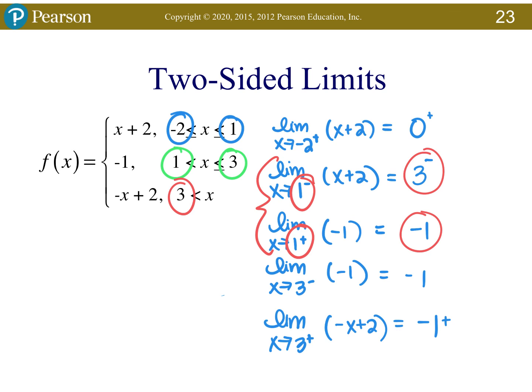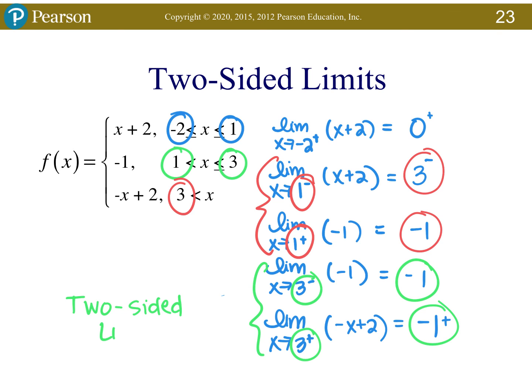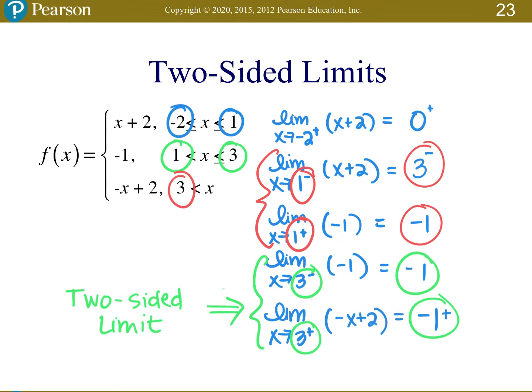The other one I can check is this one because it's one side of 3 and the other side of 3. And I compare their integer values, and are their integer values the same? Yes. And so this is the only one that qualifies as a two-sided limit. Okay, the other one doesn't. It does not qualify because 3 and -1 are not equal. But -1 and -1, just their integer values are the same. And so that's the only two-sided limit you have.